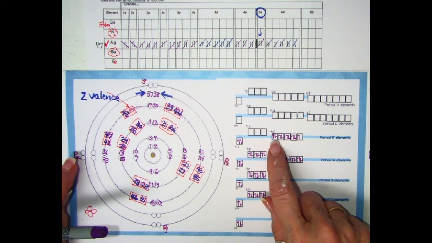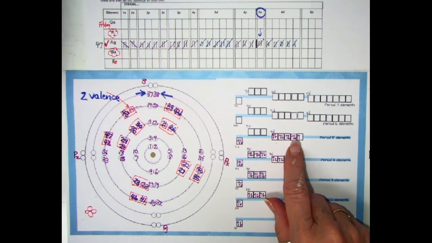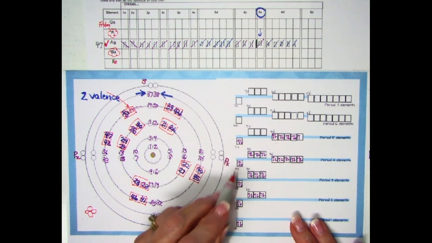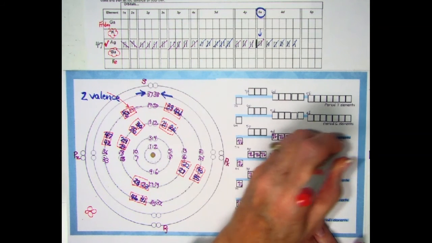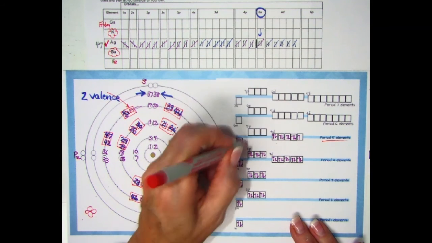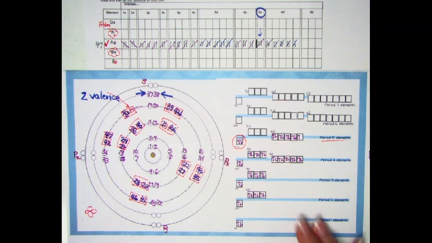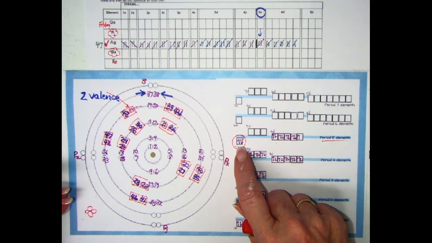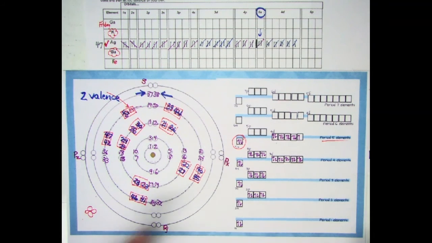Look here, I've got 5 boxes in the 4Ds. All of them except for the last one are paired, this one is single. So again, you're going to look here and say, what's the biggest number? We're in the period 5 elements. That means our valence electrons are in the 5s, and we only have 2 electrons in the 5s.